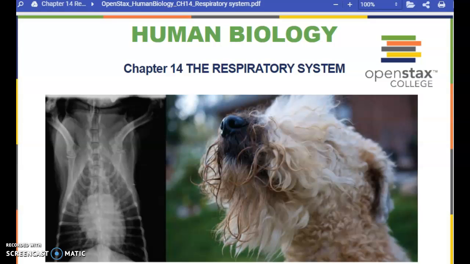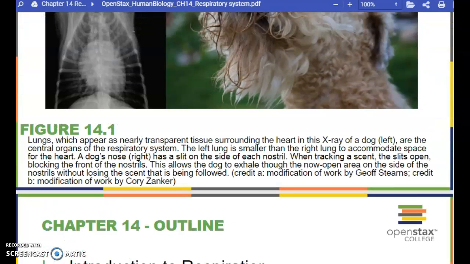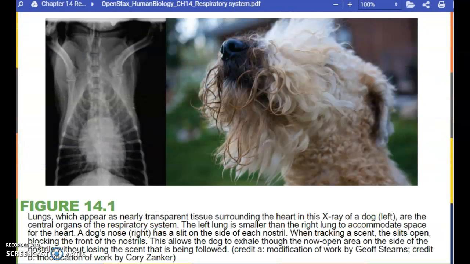Hello, human biology students. I'm going to do just a quick overview, like a one day overview of chapter 14 on the respiratory system. We're going to skip big chunks of this because of the whole COVID-19 situation and we're very pressed for time, and I want to get through at least an introduction. This is a very introductory course. We don't really go into tons of detail anyway, but I want you to have this as a refresher or overview.